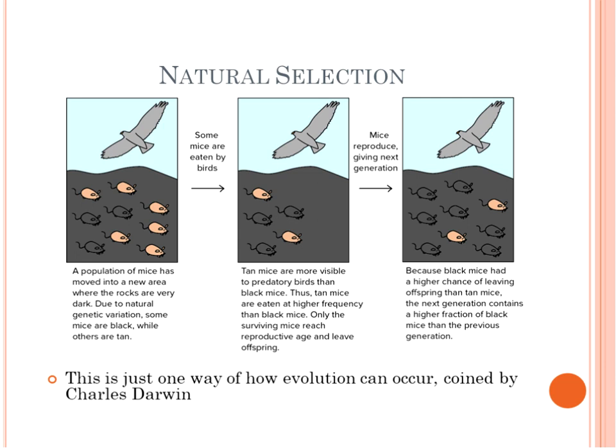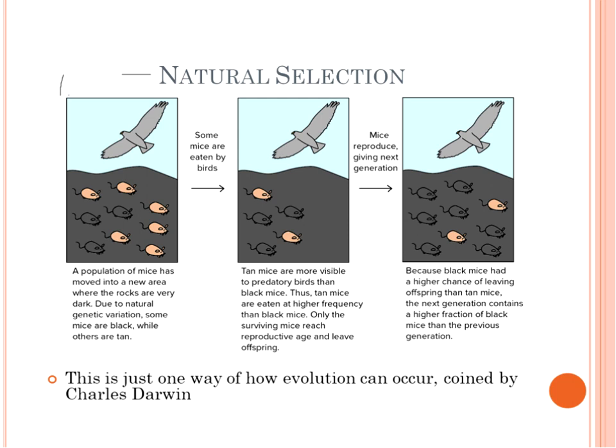Another word that goes with evolution is natural selection. And that word, it's just one way on how evolution can occur. So remember how evolution is species changing over time? Natural selection is one way on how species can change over time. So to give you an example, look here.